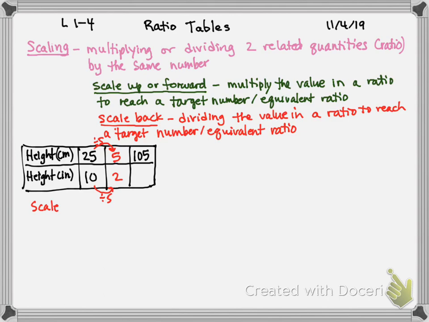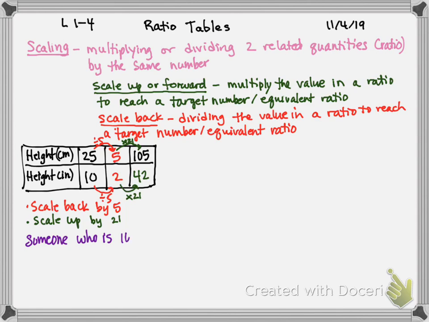So my first step was to scale back by 5. And then I'm going to scale up or forward from 5 to 105. And if I multiply by 21, that's going to give me from 5 to 105. So if I multiply 2 times 21, I get 42. So my second step was I scale up by 21. Okay? So my conclusion is someone who is 105 centimeters tall, I don't like that comment, is 42 inches tall.